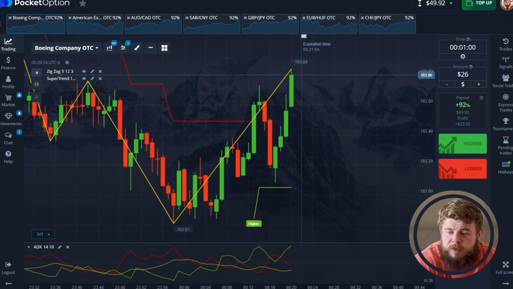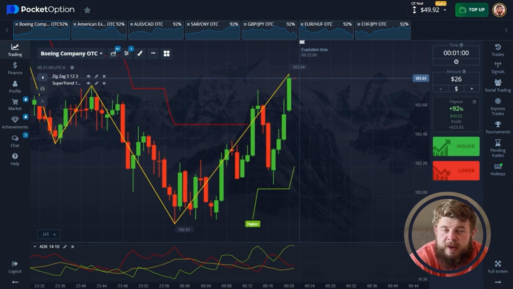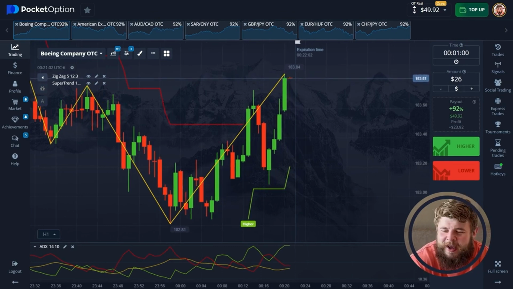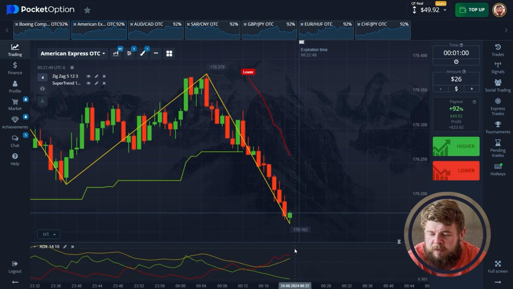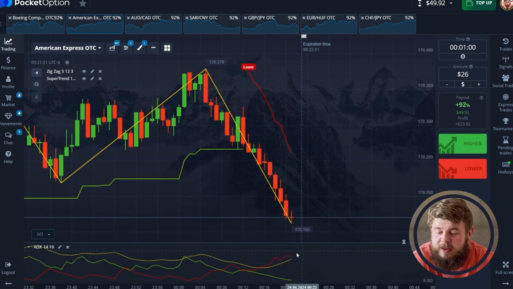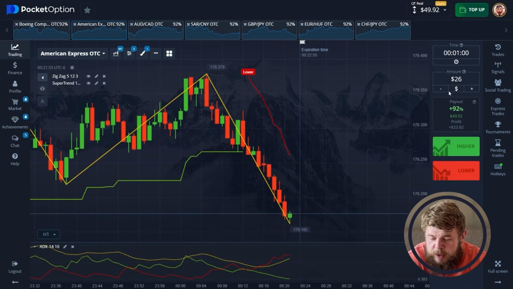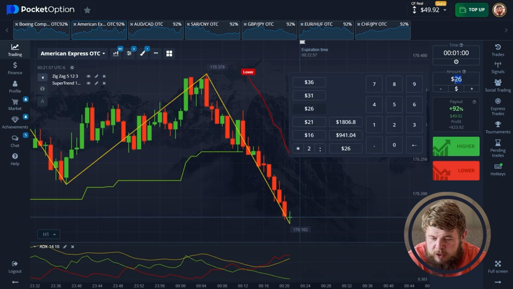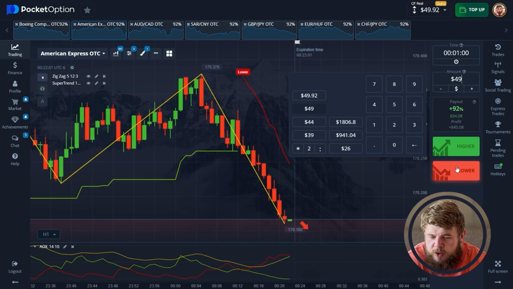Okay, so now let's find the next currency pair that we're going to trade today. Okay, guys. So let's check American Express stocks. Here you can clearly see that we're moving in a very straight descending channel. Now, according to the ADX, we are in the buy zone and price is ready to reverse. So that's why let's change our investment to $49. Now, let's open sell position.